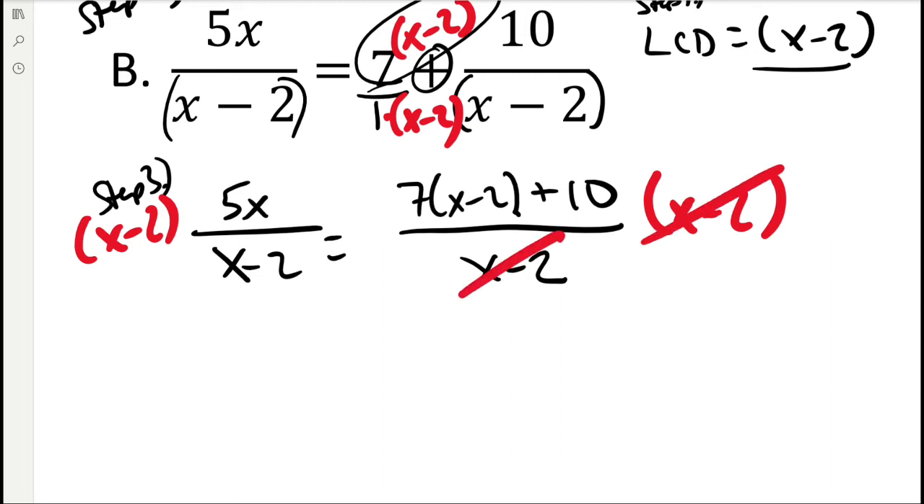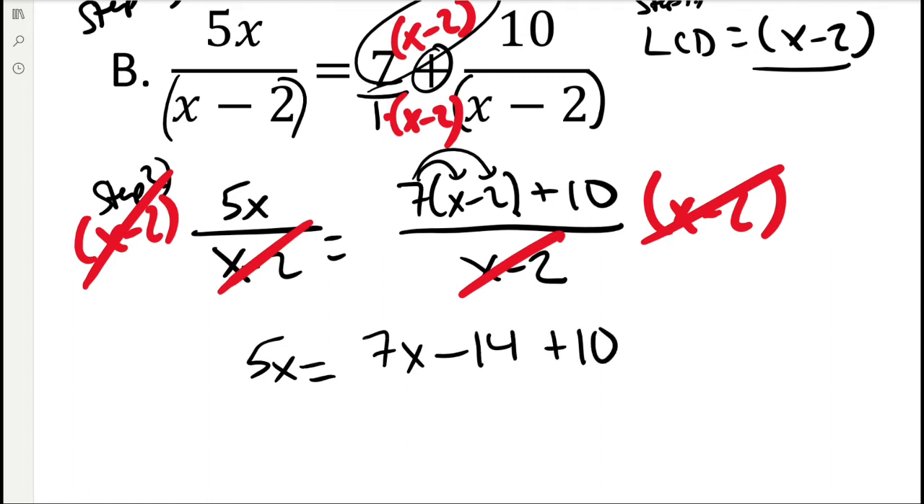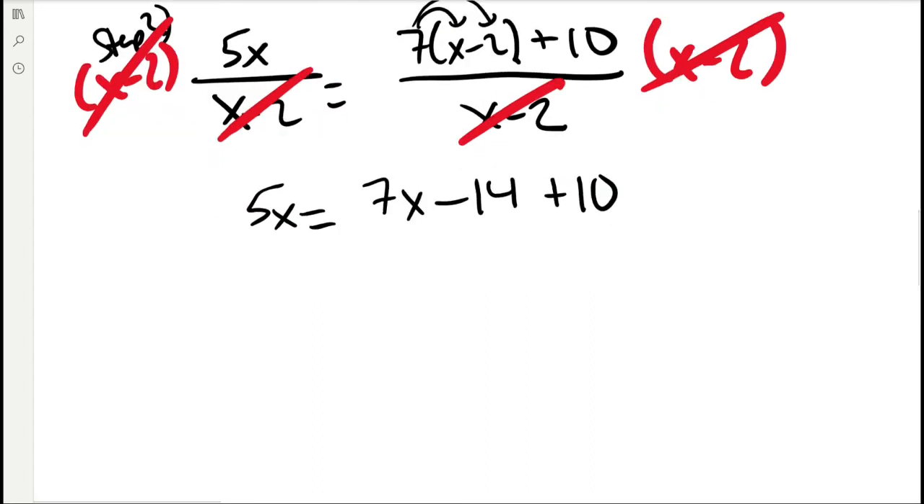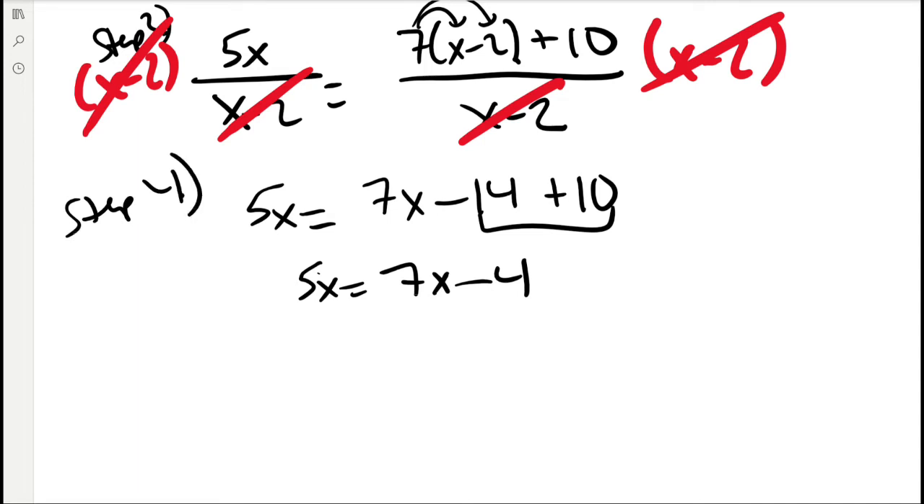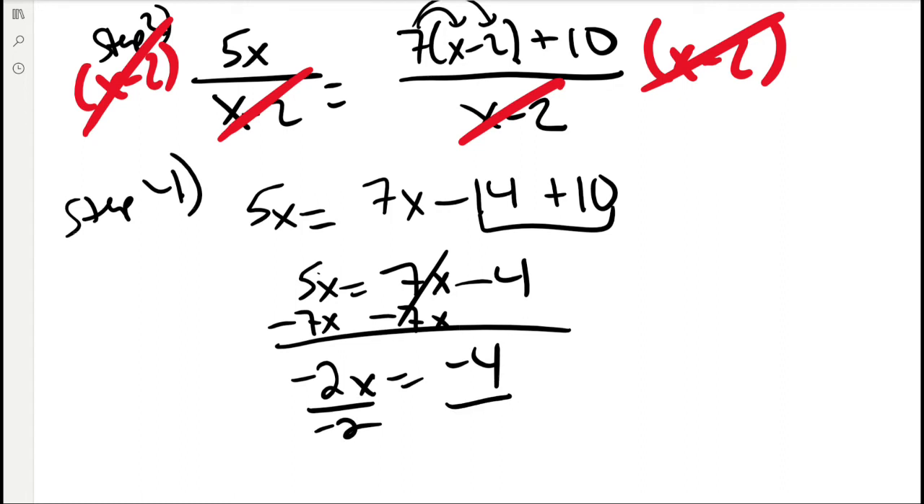So we're going to go ahead and cancel out the x minus 2's on both sides. So we have 5x equals, now we have 7 times x is 7x, 7 times -2 is -14, plus 10. Then we're going to solve. Now notice that this is going to be -4. This is officially step 4, by the way, when we're solving. So now we're going to subtract the 7x on both sides to kind of move it over. Divide by -2. And we're left with x equaling positive 2 so far.